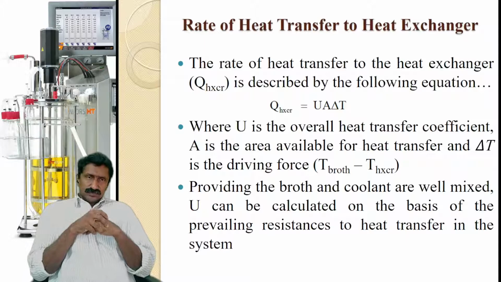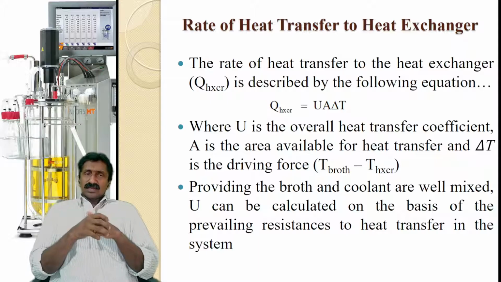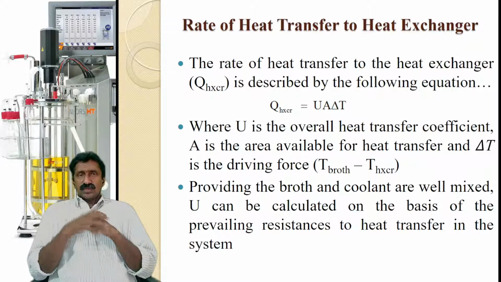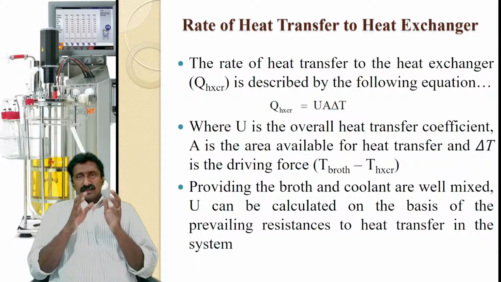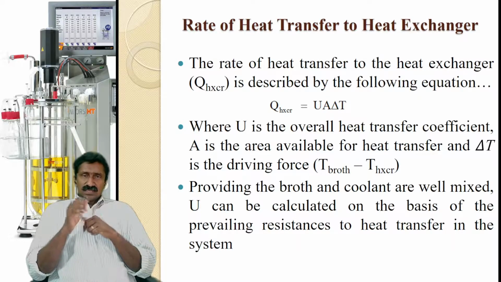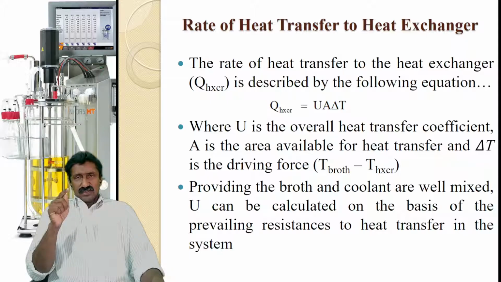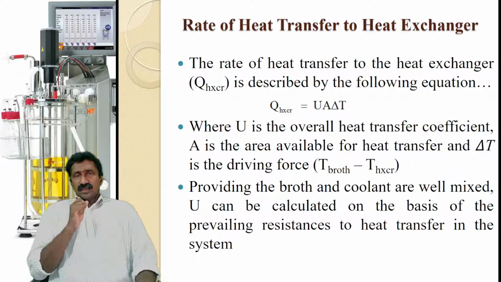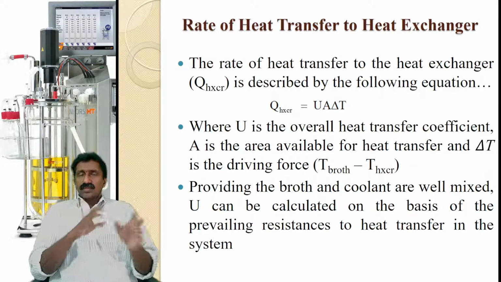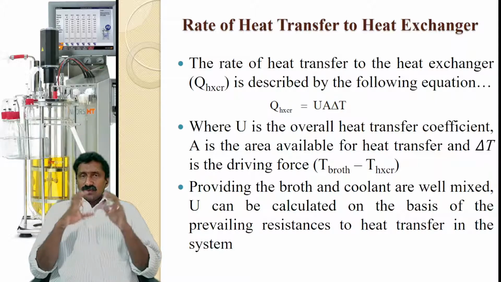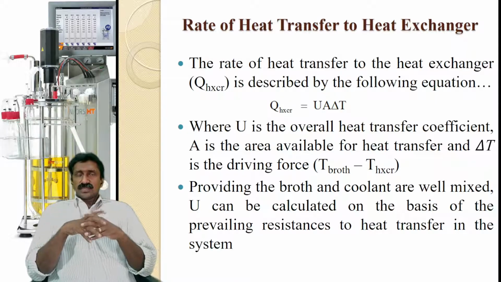The rate of heat transfer to the heat exchanger, you can mark it as Q HXCR. That is the rate of heat transfer to the heat exchanger. It is described by the following equation: Q HXCR equals U A delta T, where U is the overall heat transfer coefficient, A is the area available for the heat transfer, and delta T is the driving force. That is the difference between the temperature of the broth and the heat exchanger. So the overall heat transfer efficiency can be calculated using this formula.